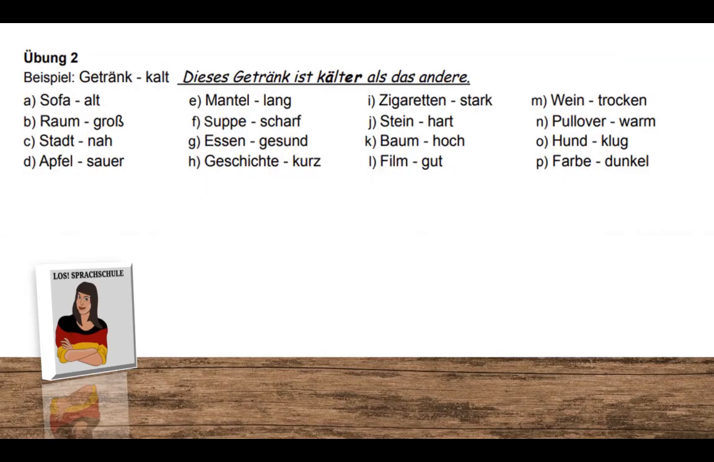The first exercise is quite easy because they want you to really focus on the building of the comparative and also get familiar with the structure. So here we have in the example, Getränk, das Getränk, the beverage. And we have kalt, cold. And what do we want to say? Dieses Getränk ist kälter als das andere. The position, I don't have to say anything about it. If you are struggling a little bit with that, you can watch the other video I did last week, no problem. And then you can come back.